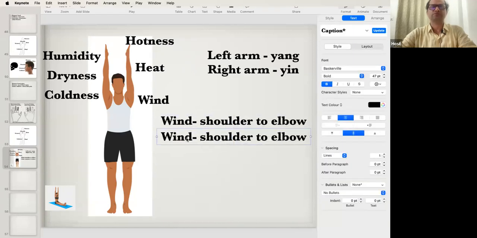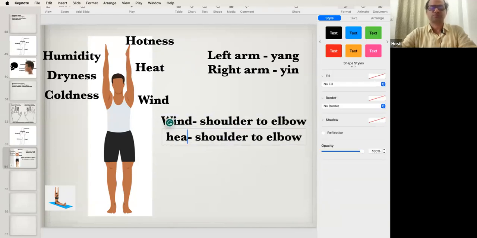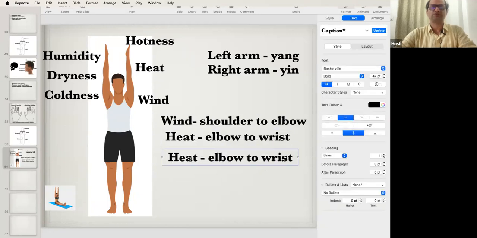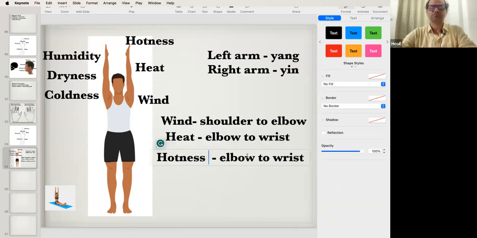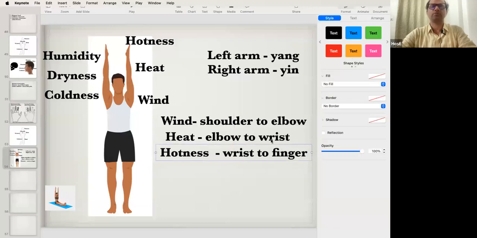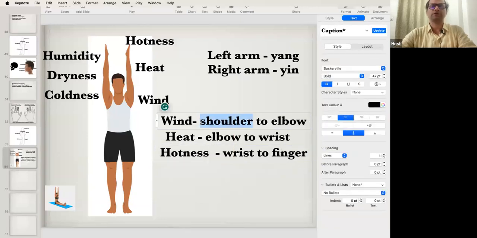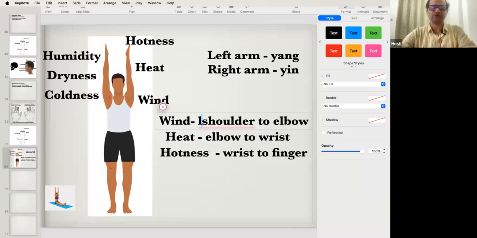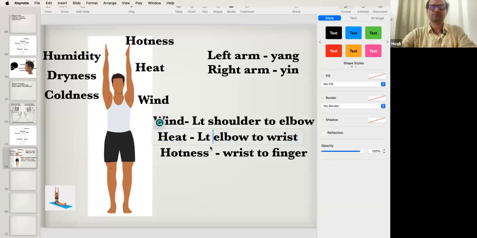Then heat means elbow to wrist. Then hotness means wrist to finger. Got it? We have to remember these three things. We are talking about the left side.